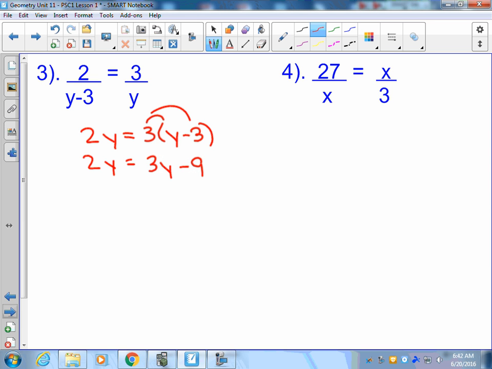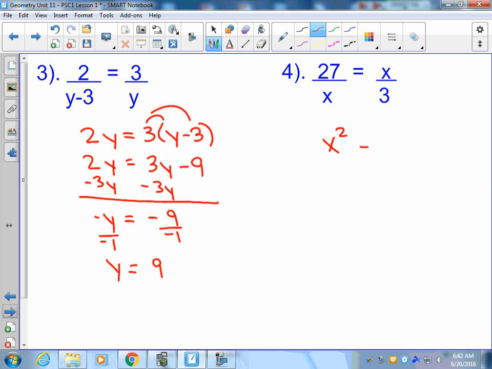Remember, variables on one side, numbers on the other. So I'm going to move this 3y. Really be careful of your signs. We use addition and subtraction to move the values. And then we always have to use division when necessary to finish the problem. So we've now solved for y. A problem like number 4.